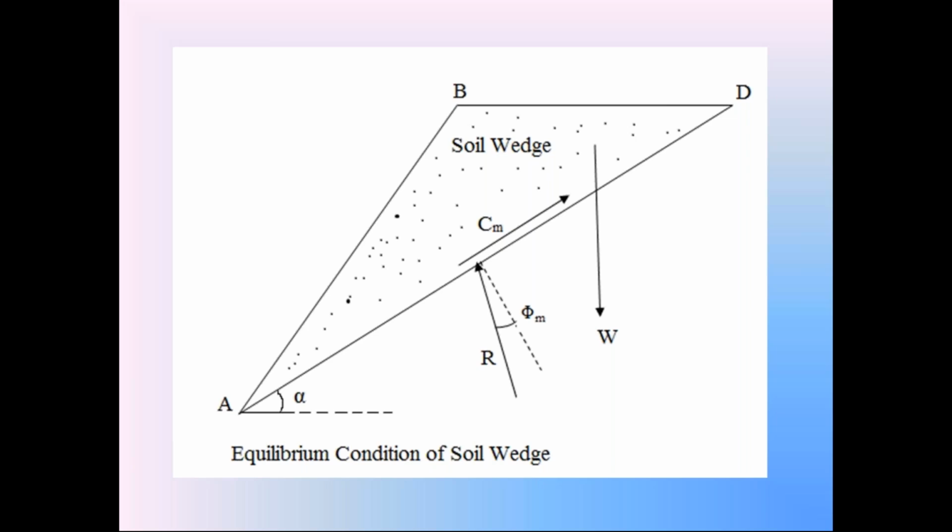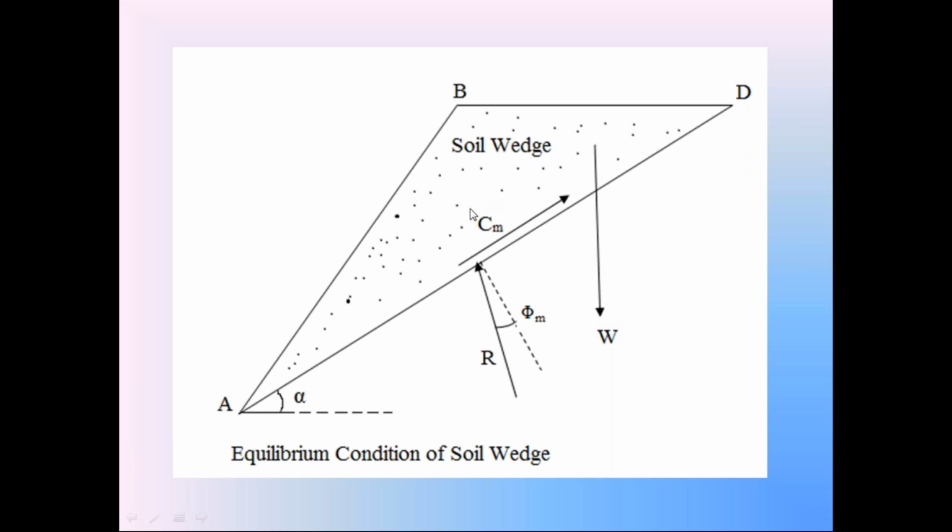So remove that soil wedge ABD from the embankment, and I consider only the soil wedge ABD here. We know that in this soil wedge, the first force is W, the weight of the soil wedge. W acts vertically downward. We know the magnitude of W and the direction is vertically downwards.